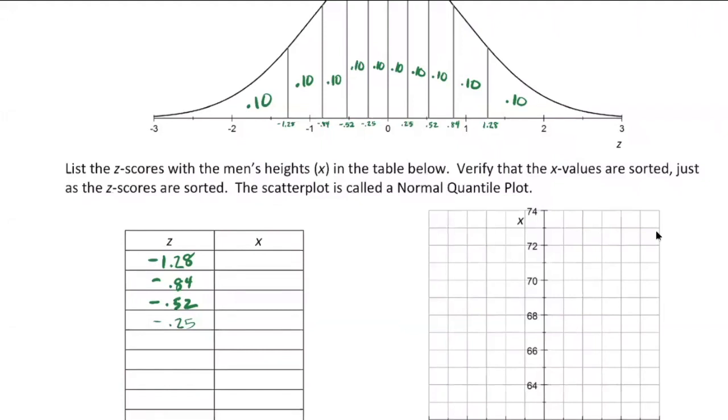And then 0.25, 0.52, 0.84, and 1.28. Okay, just like that.